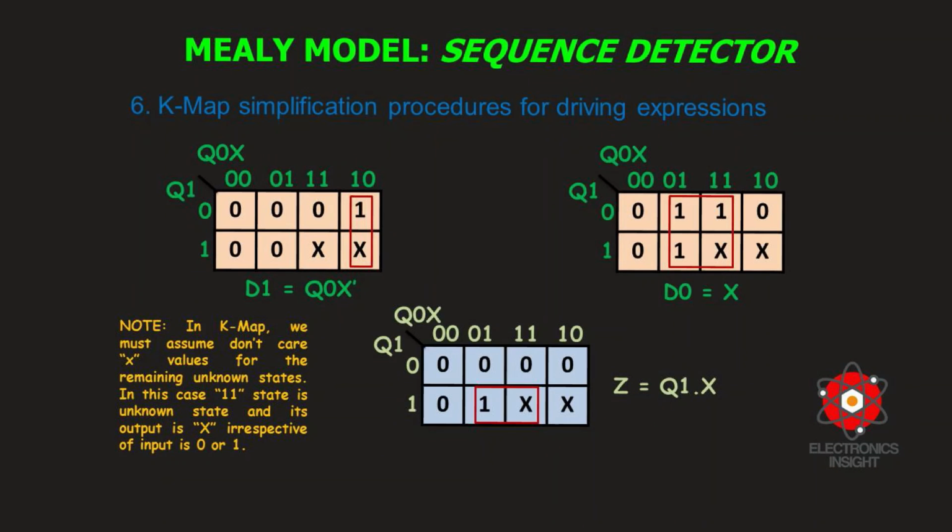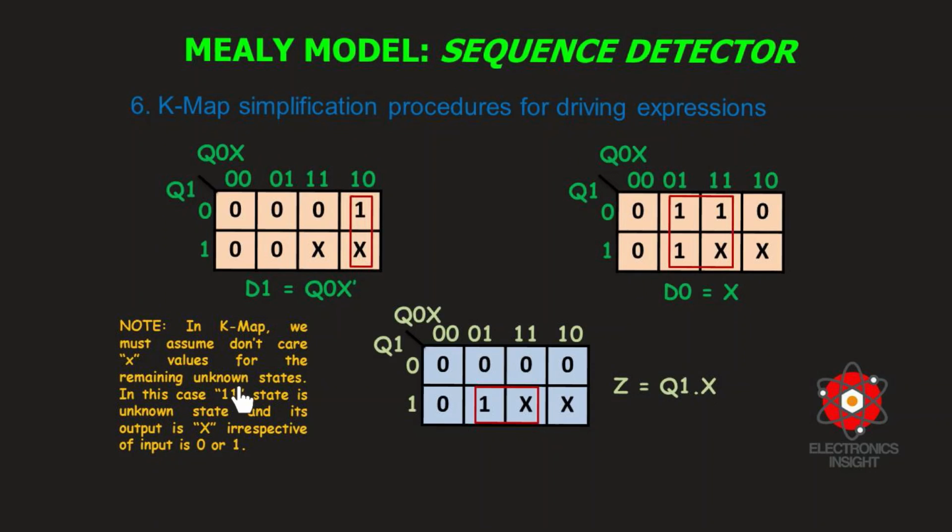As with your counterpart design, we will do the K-map simplification procedure for driving expressions. The driving expressions are nothing but your flip-flop Boolean expressions, flip-flop inputs. Inputs are nothing but D1, D0. Your output Z also we need to check. So in the K-map, we must assume the don't care values for the remaining unknown states. Whatever states we know, only those we will proceed with, because you know about 0, 0, 0, 1, 1, 0. Since we are dealing with a finite number of states, we have not taken 1, 1. So that will automatically become X.